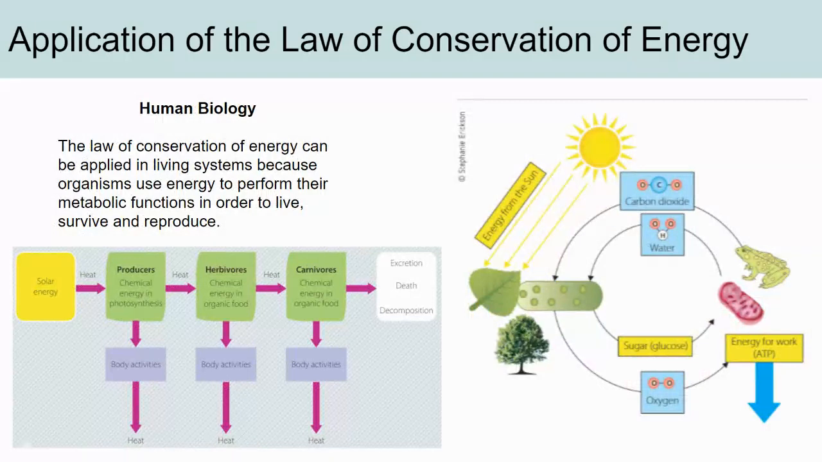In human biology, we see the law of conservation of energy in cycles and in our systems that organisms use to survive. And we use that energy to perform metabolic functions. We can see here the heat that producers obtain allows them to photosynthesize, which then allows herbivores in our food chain to consume that chemical energy, then allowing carnivores again to absorb that energy, and then we see that decomposition resulting back into that carbon cycle. So we can see this law of conservation of energy really clearly in human biology and our living systems.